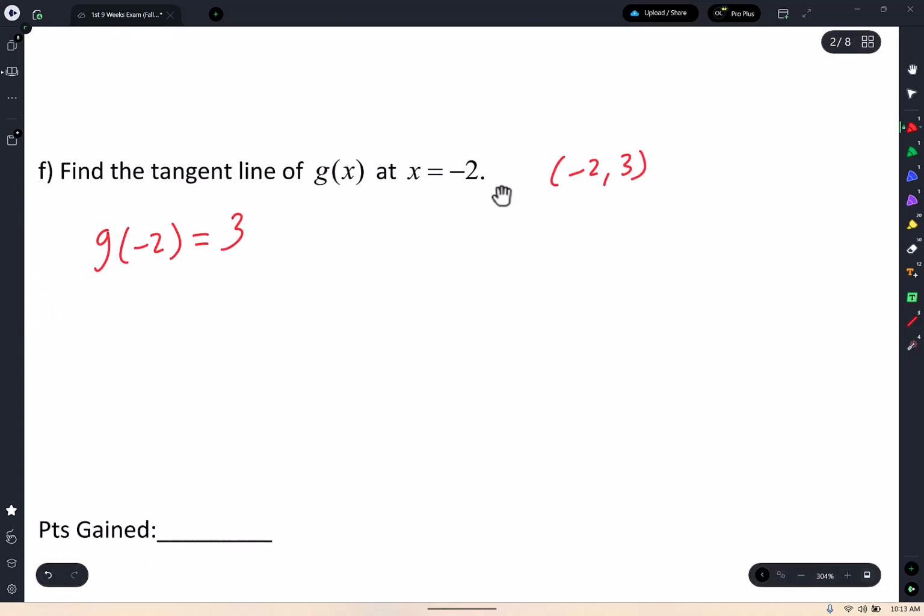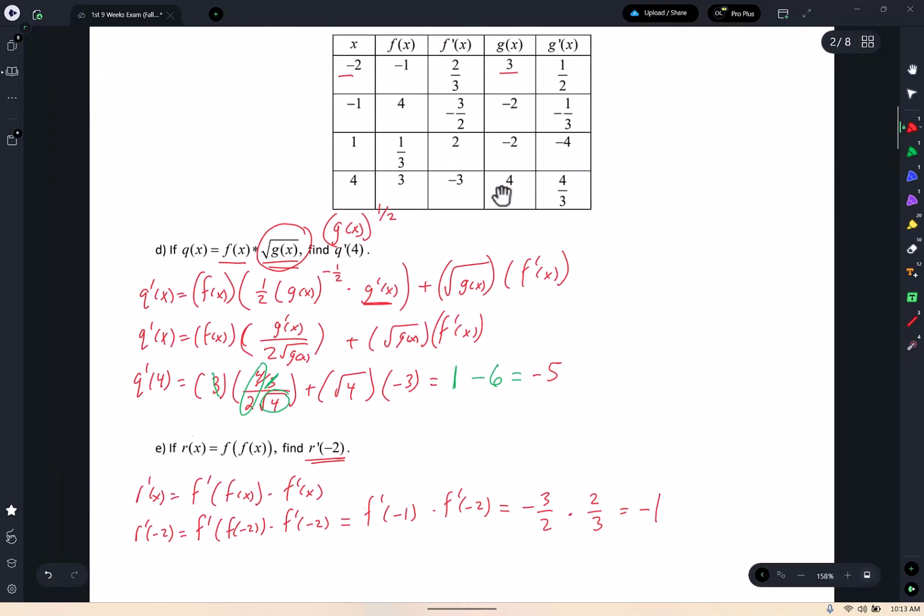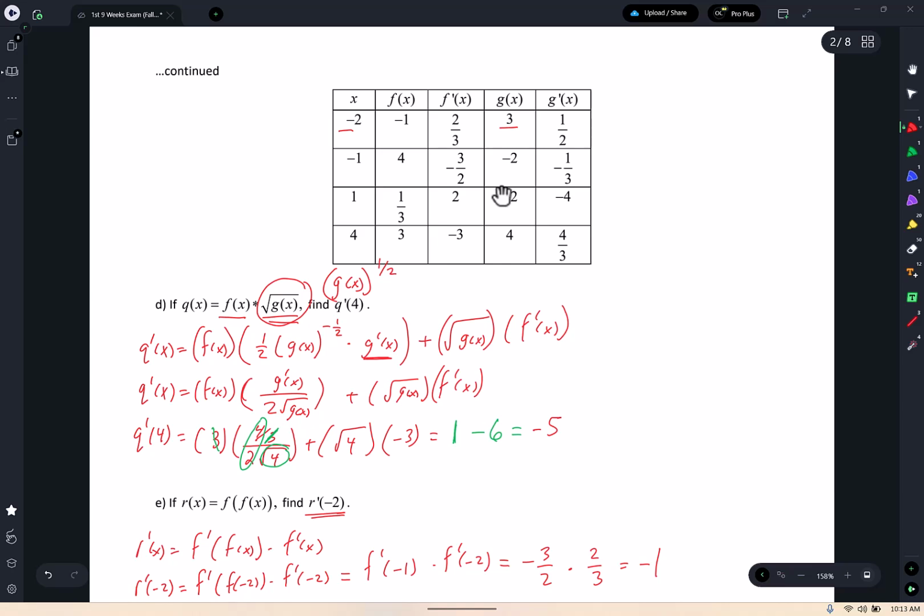How do I get a slope? Take a derivative. At what x value? Yeah, so I need G prime of negative 2. Go to your table, look for G prime of negative 2. G prime of negative 2 is 1/2.